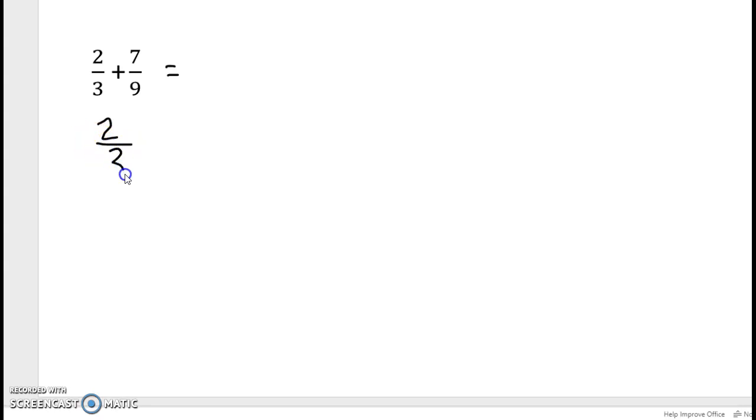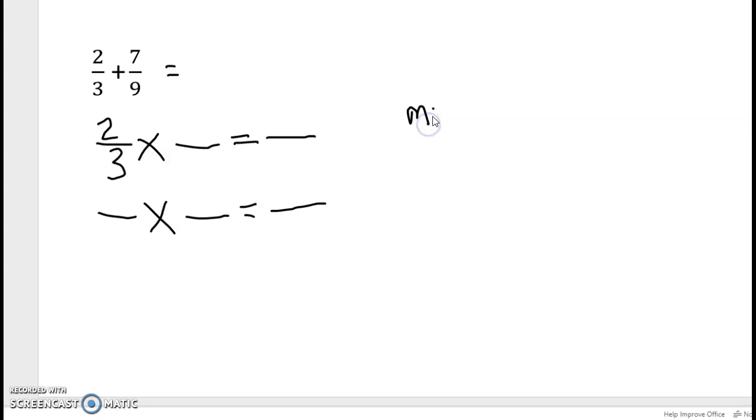So I'm going to use my dash times dash equals dash strategy to find those equivalent fractions and list out my multiples. So my multiples of 3 are 3, 6, 9. So I can stop right there because I automatically see what that common multiple is going to be. If in my first list I get my other denominator, there's really no reason to keep going because I know that that common denominator is going to be 9.